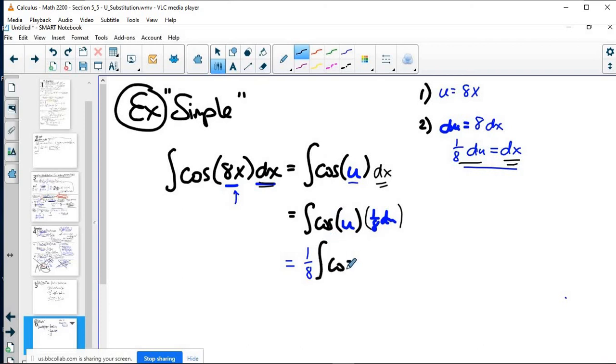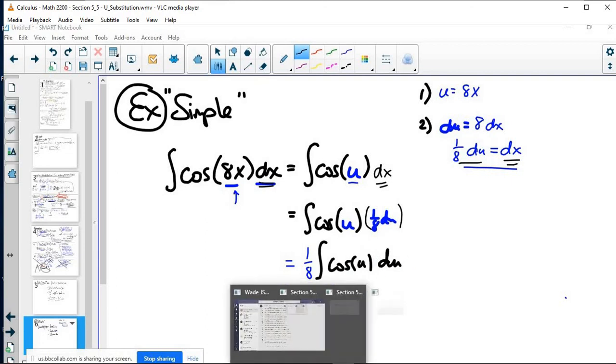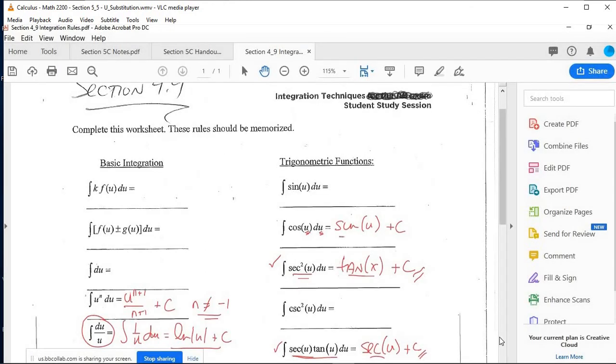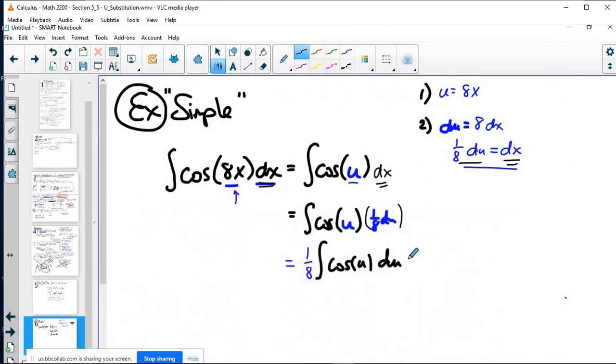So now the question is, does this look like my rule? Right here. Sure it does. It's exactly the rule. So what do we do? Do the rule, right? We do the rule right now, but the 1/8 is still out front. So what's the rule for cosine? The antiderivative of cosine is sine of u plus c. And then of course we have to go back to x. So we get 1/8 sine of 8x plus c.